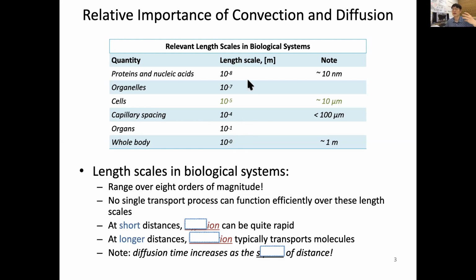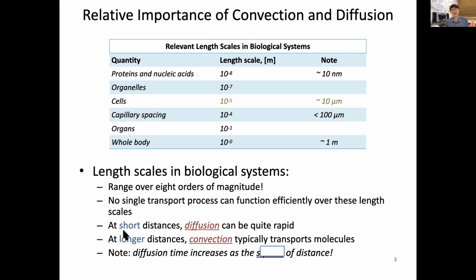So from the organismic body down to the smallest machinery, the protein, it covers a huge 8 orders of magnitude. That length scale is an enormous range of coverage. What that means is no single transport process can function effectively over this many length scales. So what we want to discuss here is that at shorter distances, diffusion can be quite rapid, while at longer distances, convection typically transports molecules across.